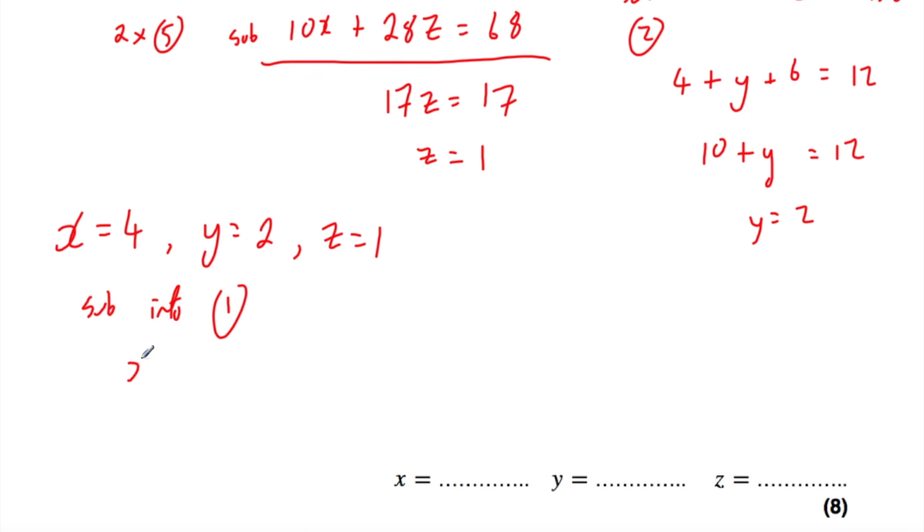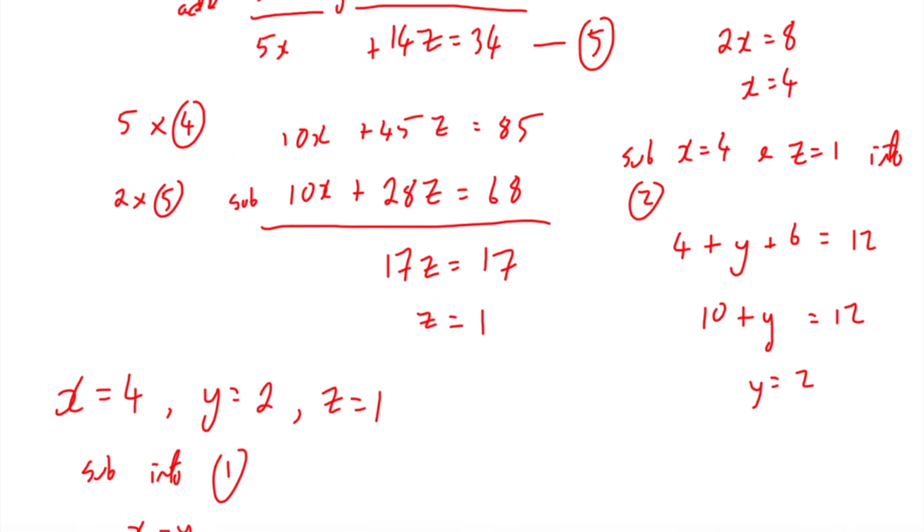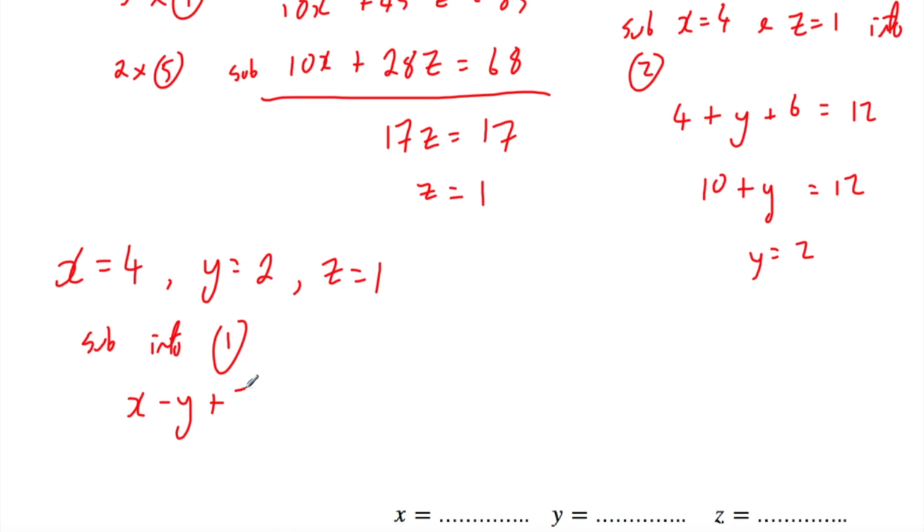So equation 1 was x minus y. I'm just going to make sure we've got the whole equation here. Plus 3z equals 5. And let's see if this is right. So x, that's 4. Take away y, that's 2. And then plus 3z, well, 3 times 1 is equal to 3. And does that equal 5? Well, 4 take away 2 is equal to 2, plus 3 is equal to 5. So we get 5 equals 5. And that's right. So that's amazing. We know those answers are right.